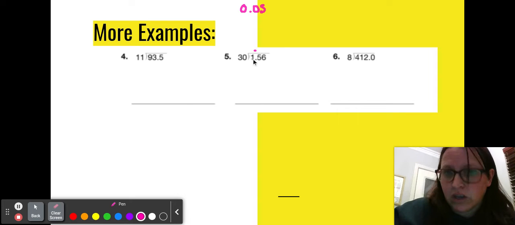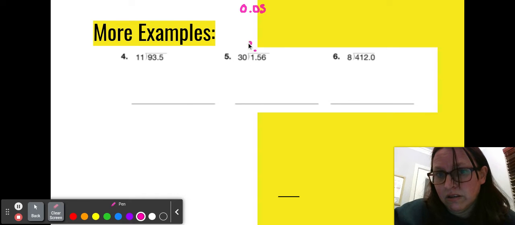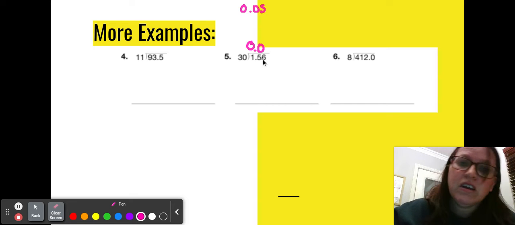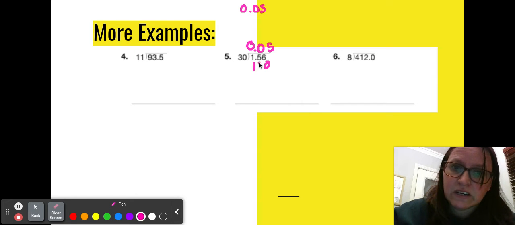So 30 does not go into 1. 30 doesn't go into 15. But 30 goes into 156 5 times. 5 times 0 is 0. 5 times 3 is 15. 156 minus 150 is 6.